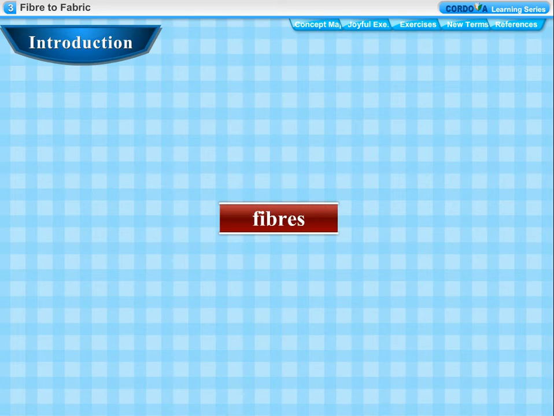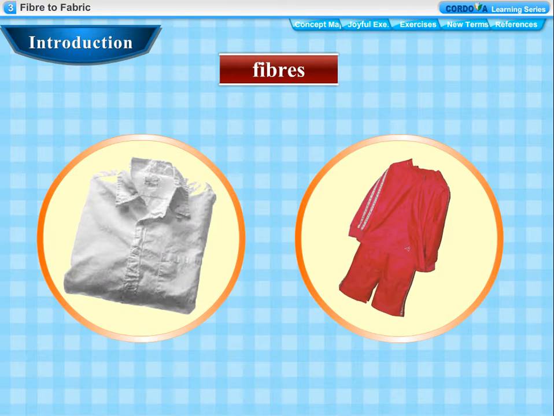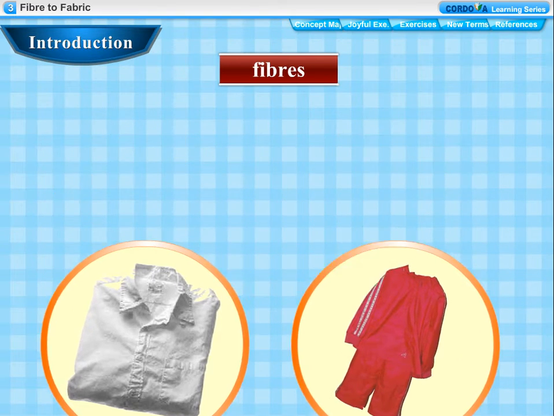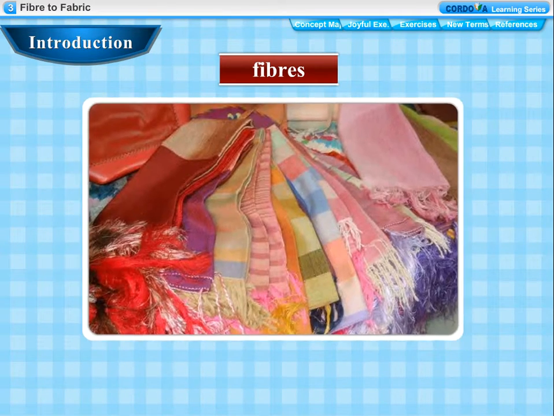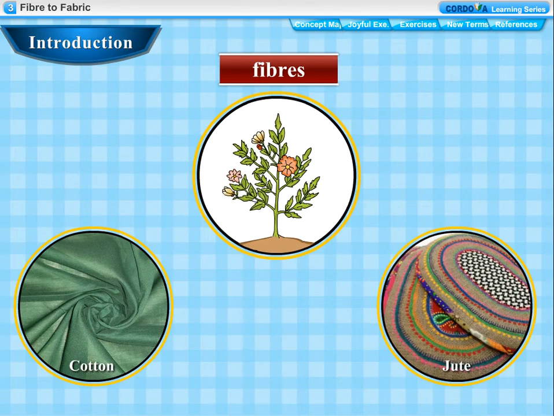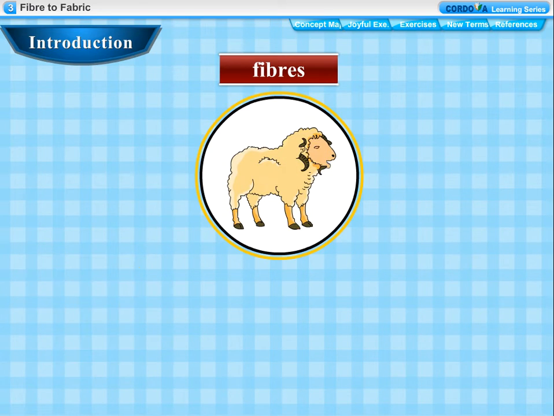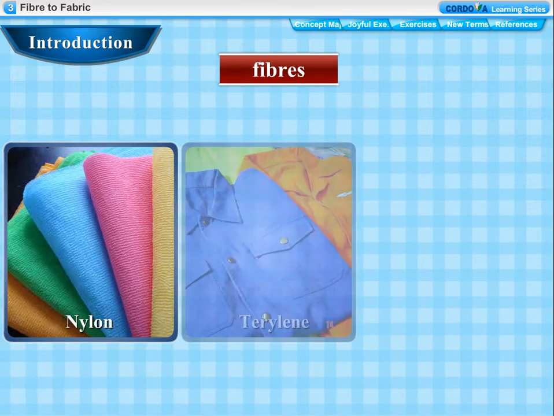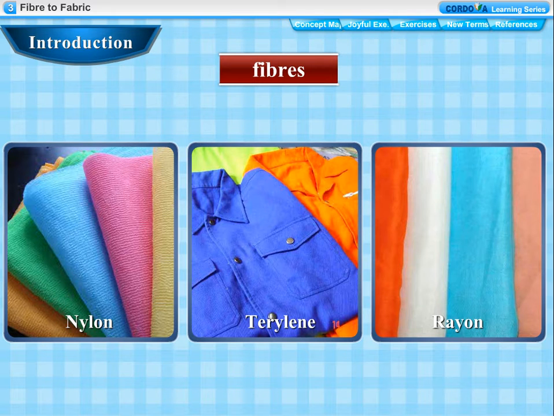In class 6, we have learnt that fibers are long, strong and flexible thread-like structures. Natural fibers are obtained from plants and animals. Cotton and jute fibers are obtained from plants, whereas wool and silk fibers are obtained from animals. Nylon, terylene, rayon are some of the man-made or synthetic fibers.